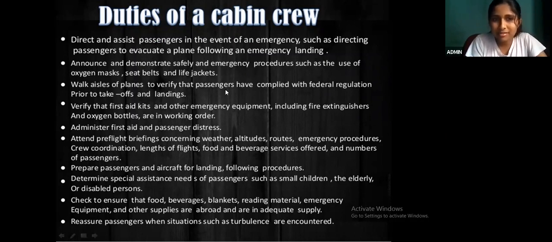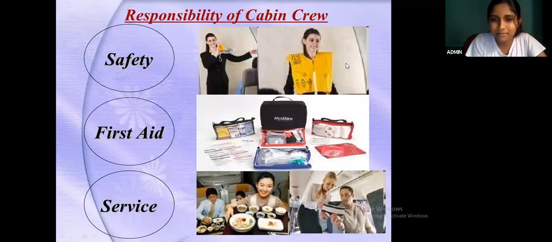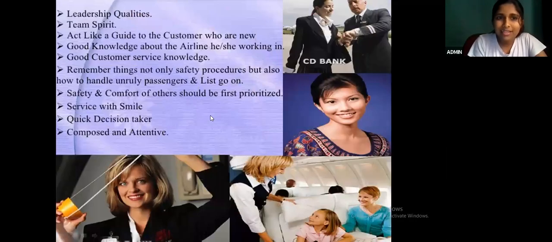As you can see, they direct and assist passengers in the event of an emergency, such as directing passengers to evacuate a plane following an emergency landing. There are many responsibilities taken by an air hostess, and they play a very main role in airways. These are the responsibilities, as you can see in my slide: safety, first aid, and the service they provide to the people in the airplane. And these are the leadership qualities and team spirit. All these qualities will be in an air hostess. They play a very major role in it.